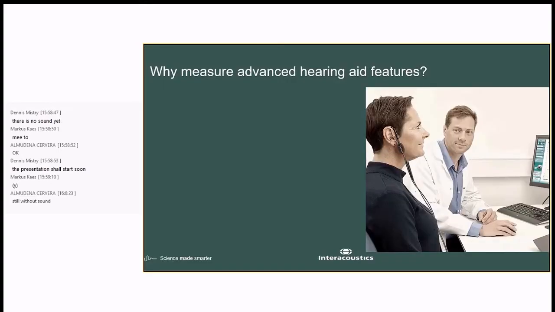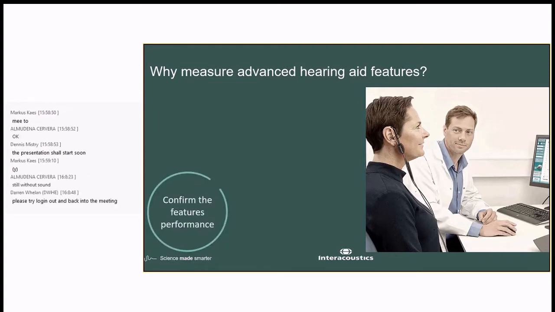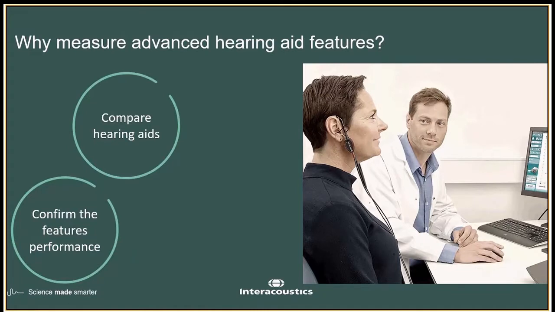So, before we begin, let's ask why. Why should we measure these advanced hearing aid features? First of all, we can use it to confirm a feature's performance or the way that it's working. So yes, maybe we have a demonstration in the software or in the fitting tool to explain that this is how this should work, but it's nice to confirm that it is also working on the patient's ear when we're running it. So it's a nice way to see and check that it is doing what we're promising. We can also use it to compare hearing aids.